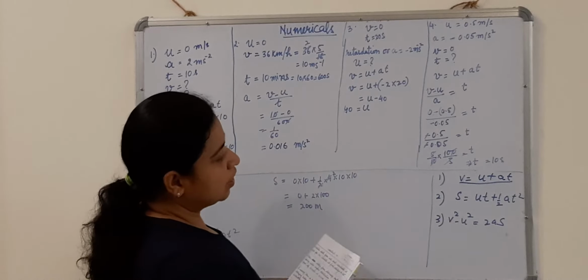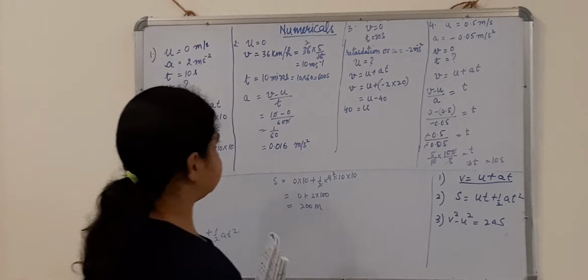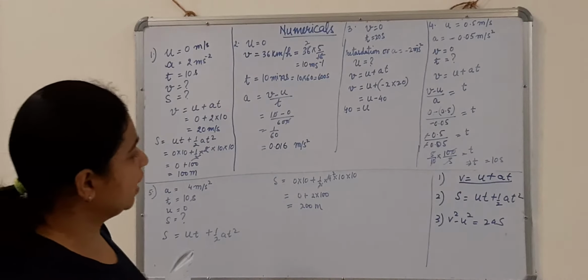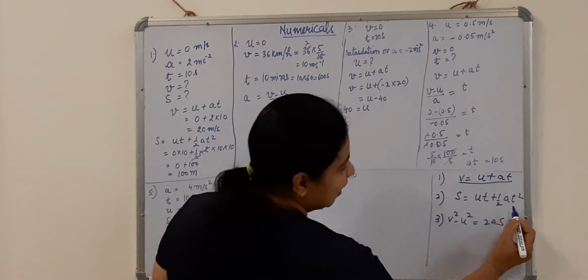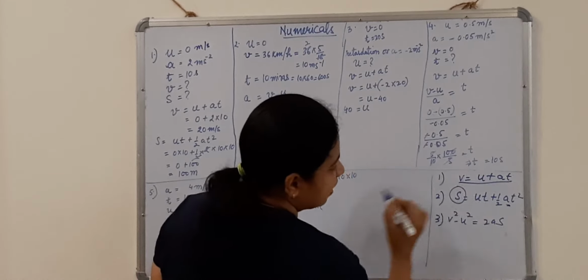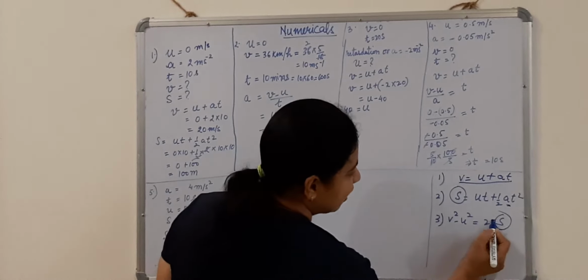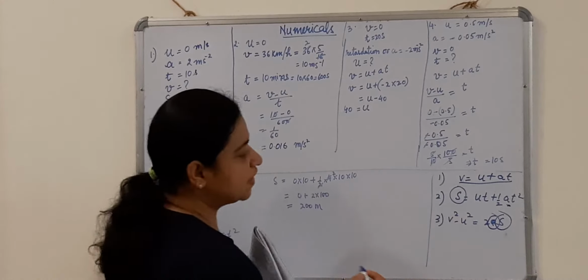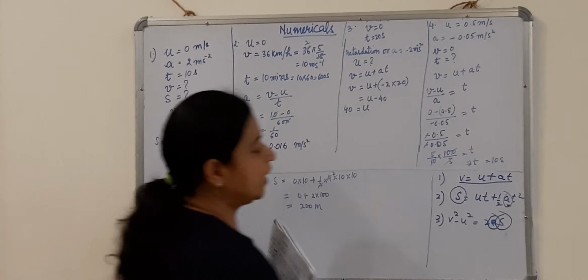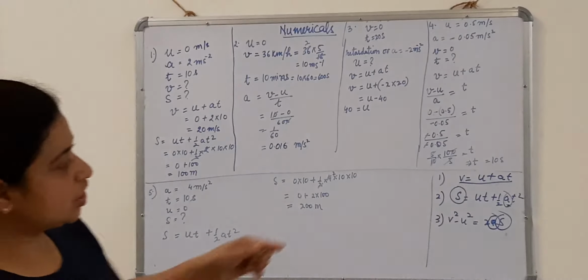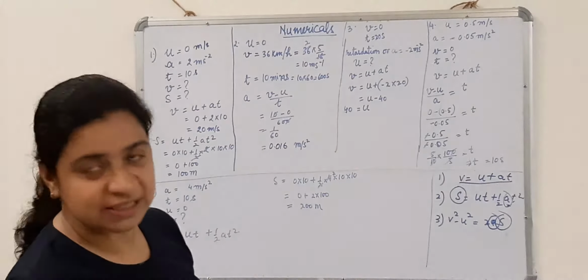I can very well find out the value of a. Why can't I use this? Because I do not have this. Why can't I use this equation? Because again, I do not have this, and at the same time I do not have these two. Here also the same thing. I cannot use these two equations. So the equation left here is v is equal to u plus at.